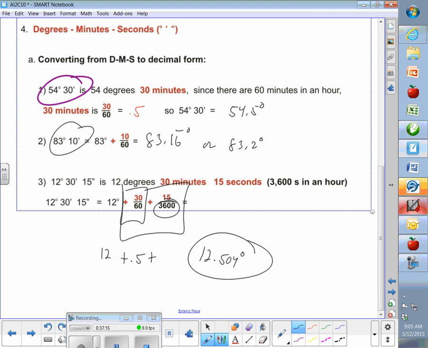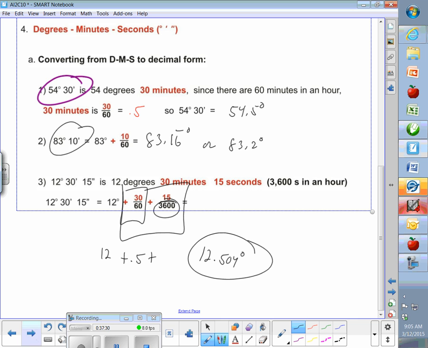Because there's 3,600 seconds in a full hour, and the hour is the degrees, and the decimal part is in respect to the degrees. There's 60 minutes in an hour, but there's 3,600 seconds in an hour.